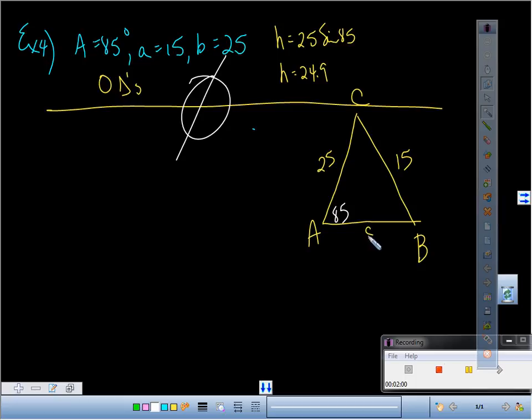You can't find this side because you don't know that angle. Very good. There's my pair right there. Okay? The only thing I can find is this angle right here. I mean, that's all I can find right now. So let's find this angle. You set it up and you find the angle and tell me what happens.